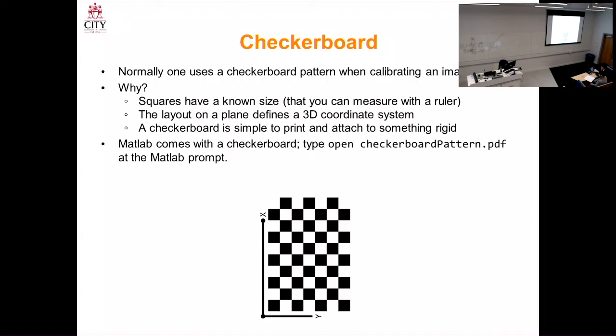This is the actual checkerboard pattern that MATLAB gives you. Here's the x-axis going this way, here's the y-axis going this way. You can imagine here's the origin. And there's also a z-axis, which is orthogonal to these two axes. If you want to get this, you can just type open checkerboardPattern.pdf in MATLAB, and it will open for you. You can print it, and then you're ready to start calibrating your camera.